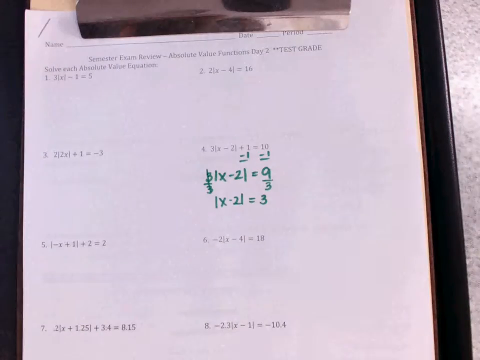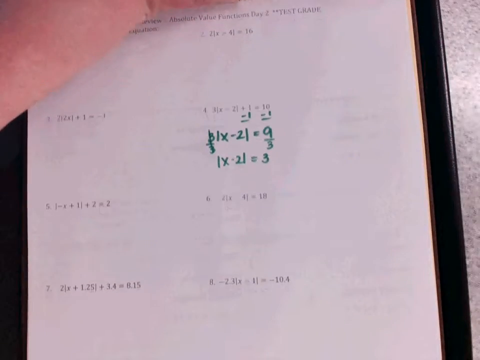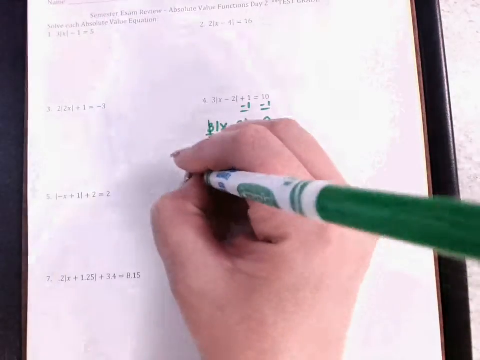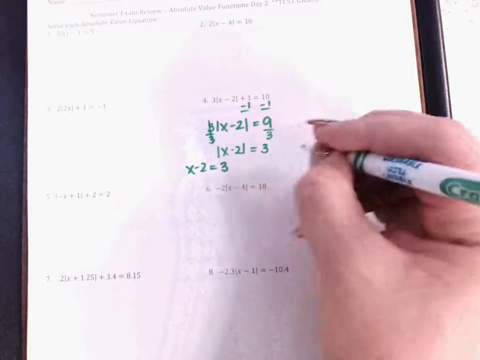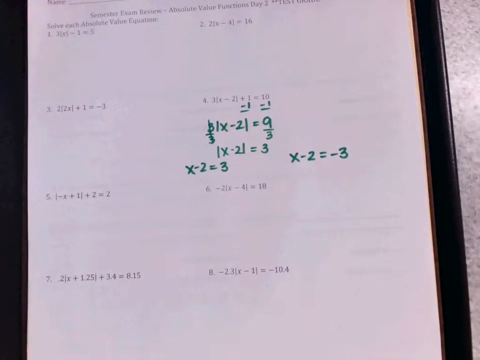At this point, you're going to split if it's a positive number. Remember, it has to be positive. So if I'm doing this 3, I'm going to split into x minus 2 equals 3, and x minus 2 equals negative 3. And then remember that when you split, the bars go away. That's how you get rid of them. Then you solve each of those little equations.